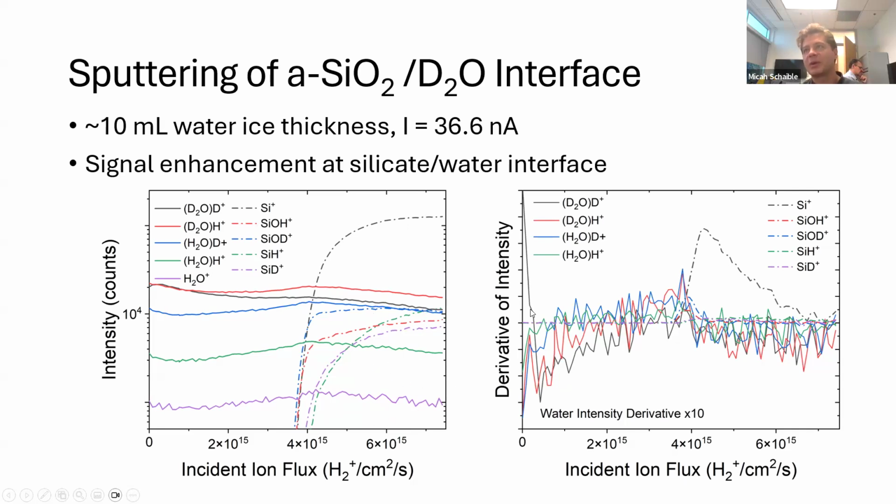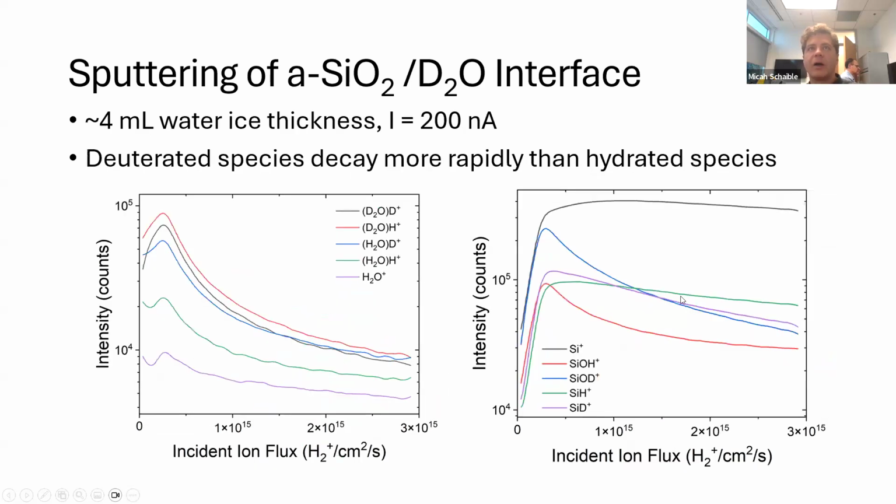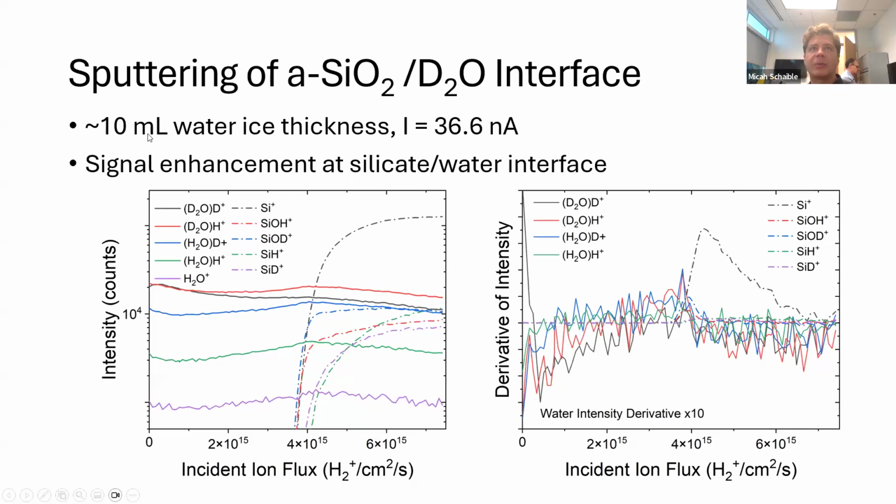When we look at the derivative of the secondary ion intensities as a function of fluence, we see that, again, those water group signals are peaking just as the silicate substrate ion peaks are growing in. So this was done for an approximately 10 monolayer water thickness at a relatively low incident beam flux. So the total flux being about 36 nanoamps.